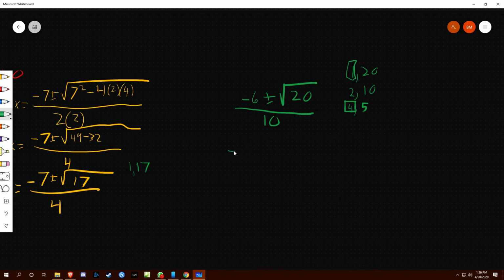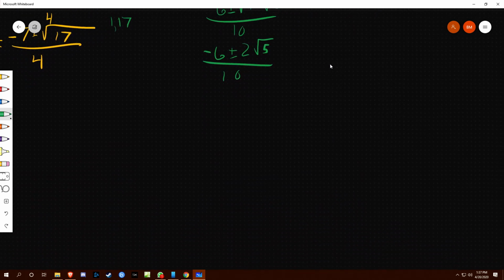And what I'm going to do is rewrite this, -6 plus or minus the square root. Instead of writing the square root of 20, well, 4 times 5 is 20. I'm going to make this the square root of 4 times the square root of 5, divided by 10. All right, cool. Now I'm going to simplify again. Plus or minus. Well, the square root of 4, the reason why we chose it is because it's a perfect square. So the square root of 4 is 2. We got the square root of 5. Divide that by 10.